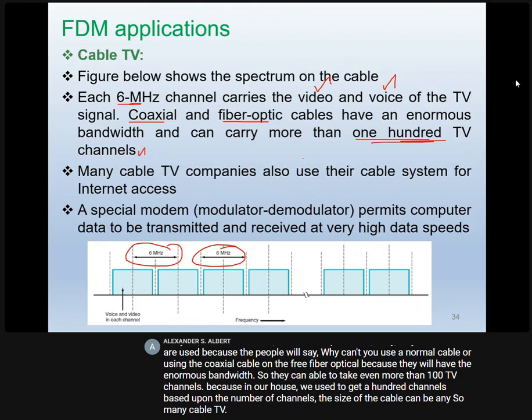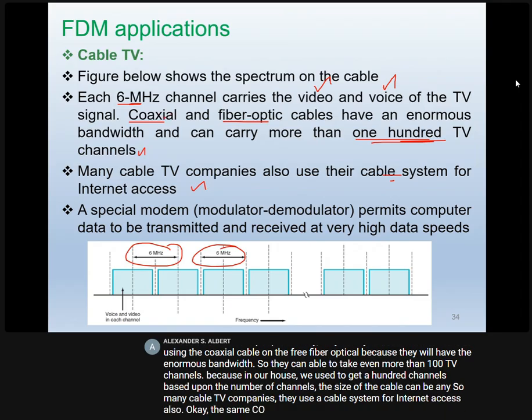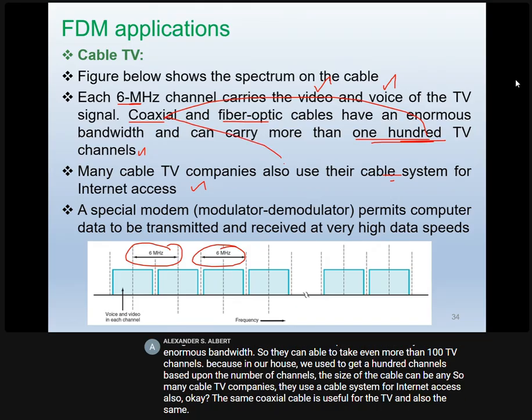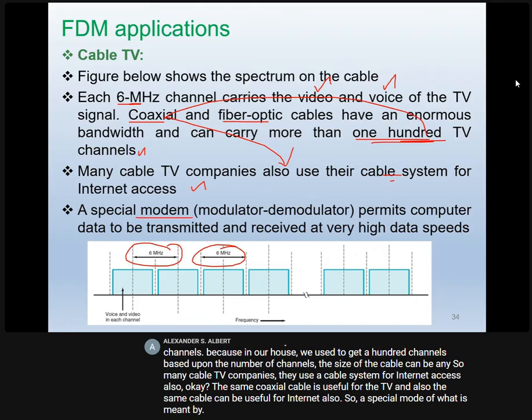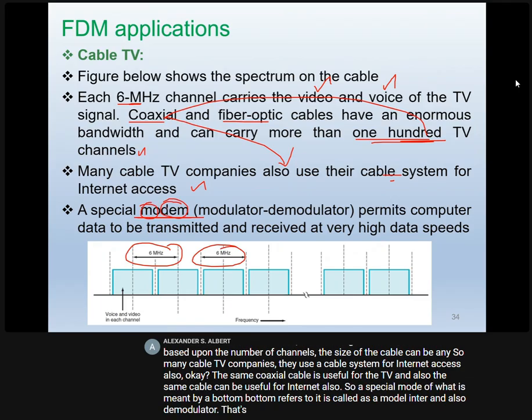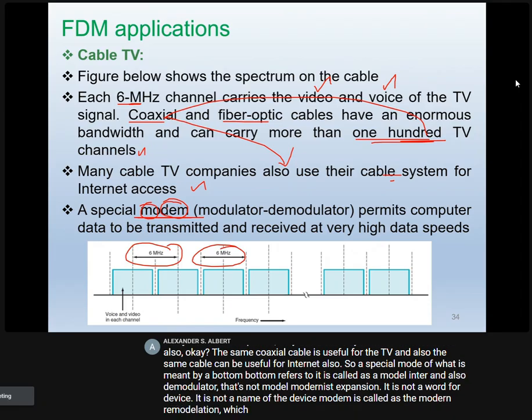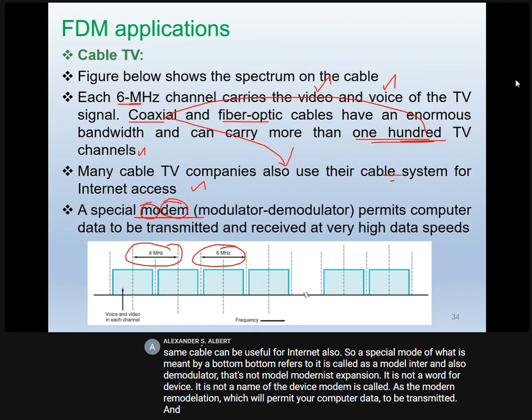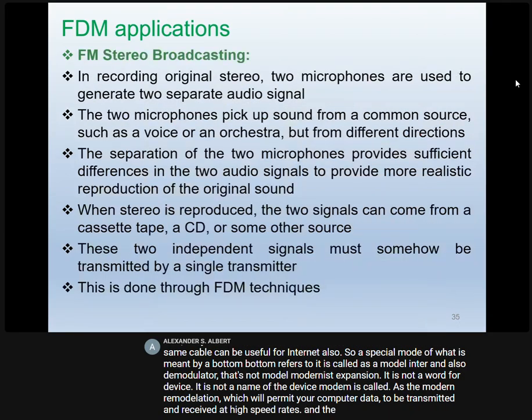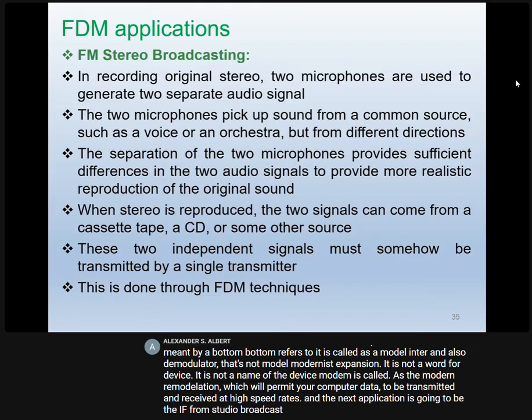Many cable TV companies use a cable system for internet access also. The same coaxial cable is useful for TV and also for internet. So a special modem. What is meant by a modem? Modem is the expansion of modulator and demodulator. It is not the name of a device. Modem stands for modulator and demodulator, which permits your computer data to be transmitted and received at high speed rates. And the next application is FM stereo broadcasting.